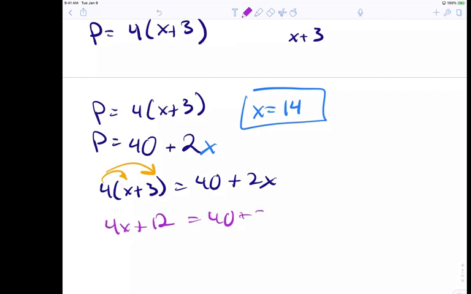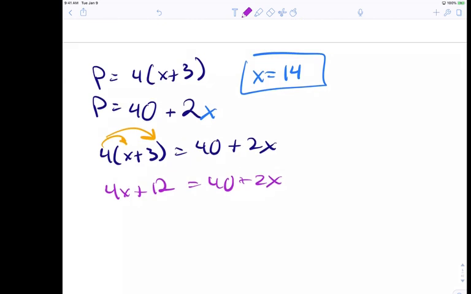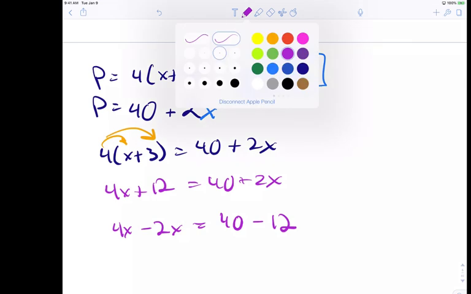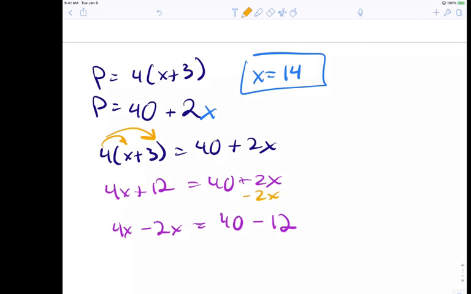I'm gonna isolate my variables and move my constants to the other side. So I'm gonna get 4x minus 2x. I'm going to get 40 minus 12. Any questions on what I did there? Okay. I subtracted 2x from both sides. I said minus 2x, and I also did minus 12, minus 12. I just kind of skipped that a little bit.